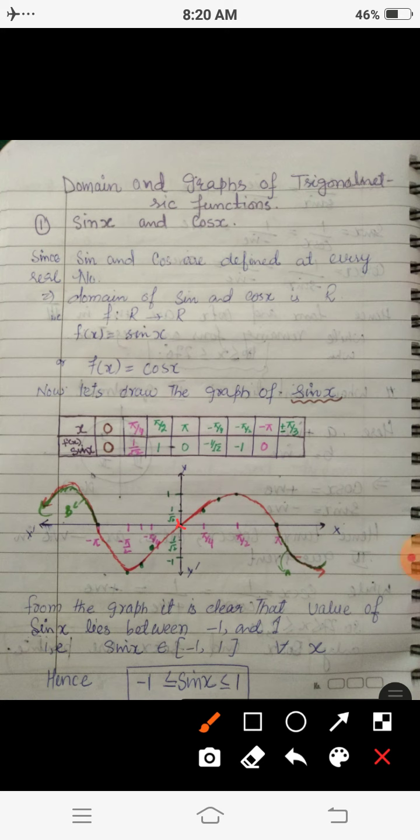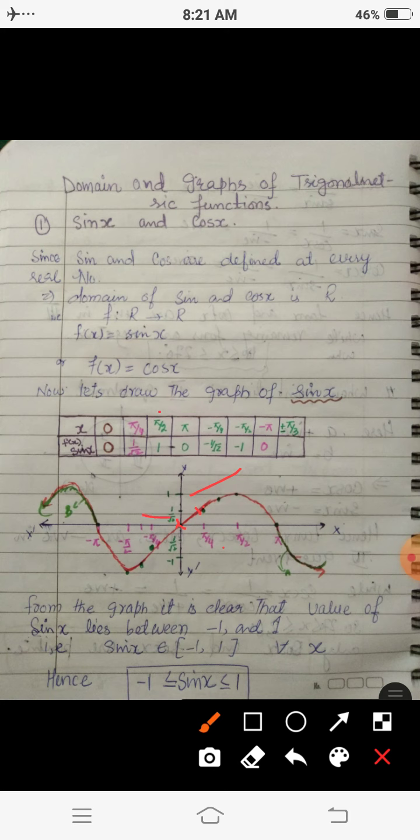Similarly, when the value of x is pi by 4, which means 45 degrees, the value of the sine function, sine of pi by 4, is 1 by root 2. You know that the value of 1 by root 2 is less than 1. So when x is pi by 4, the value of f of x is 1 by root 2. So the point is this, because 1 by root 2 is less than 1. Here it is 1, so the value is here 1 by root 2.